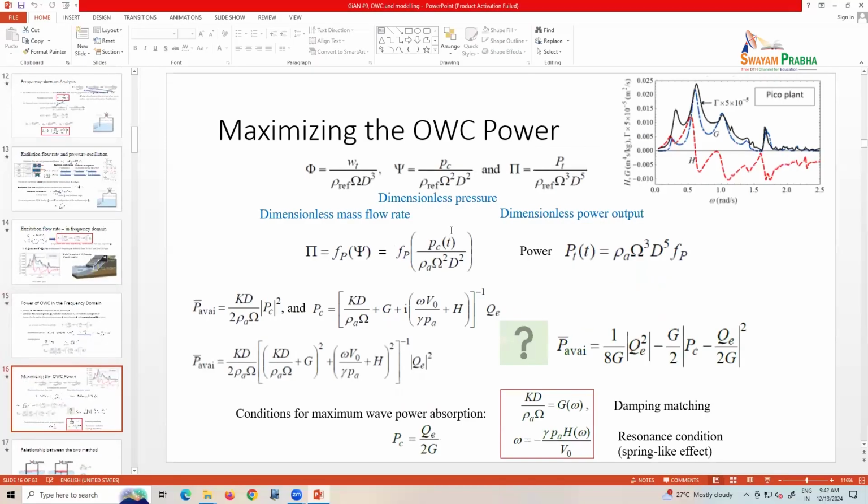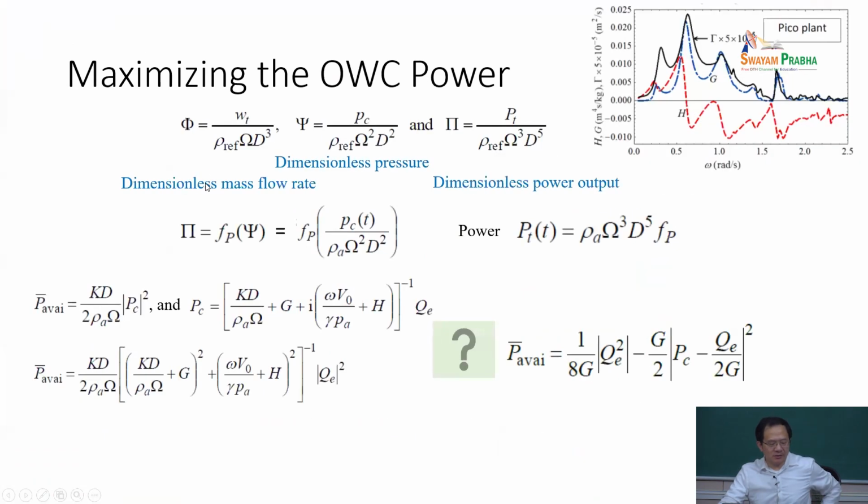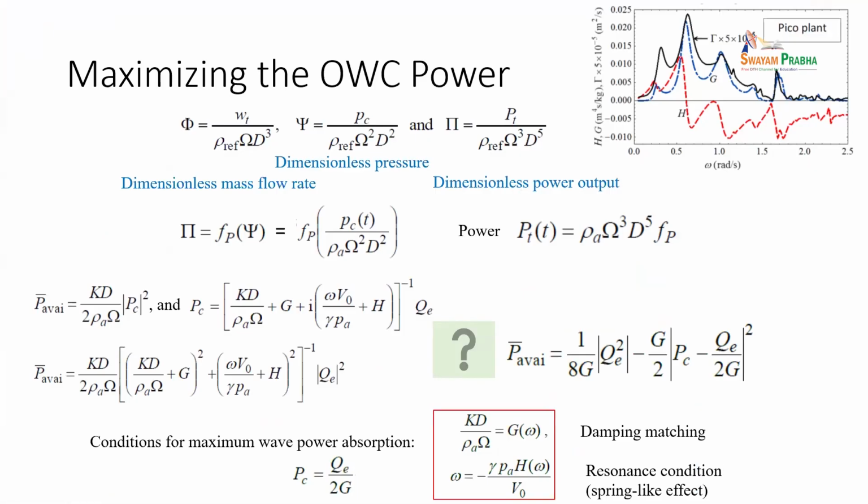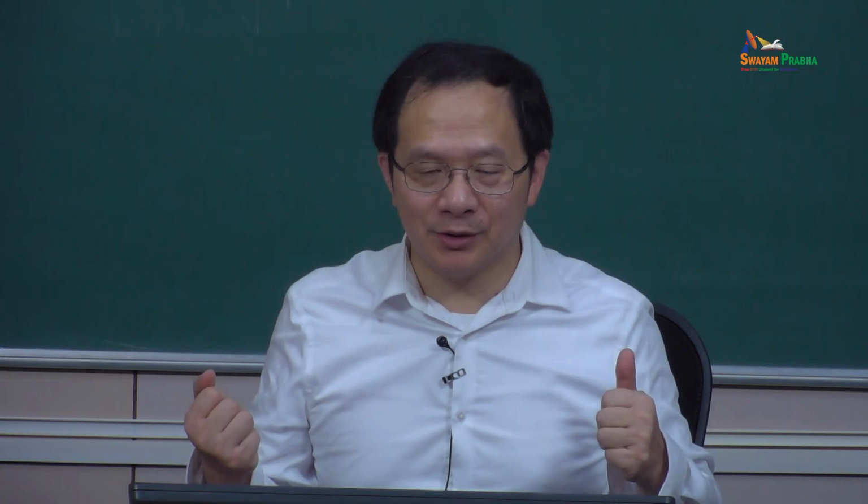Now let us look at the physical insights here. One is mass flow rate, dimensionless pressure, and power output. There is a condition to maximize the power output, similar to a resonance condition. Inside the chamber, there is resonance, and there is also a damping condition. In principle, it is the same as what we learned in the point absorber case. You want to maximize the power output. There is resonance, and then there is a damping condition, and then you can maximize the power output.